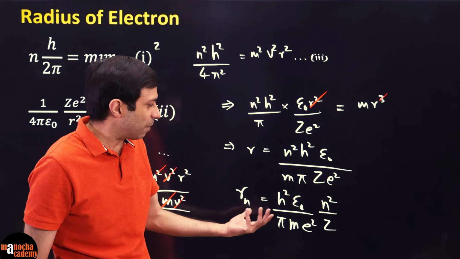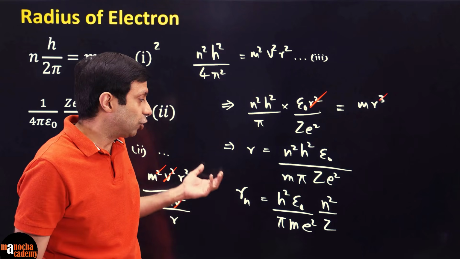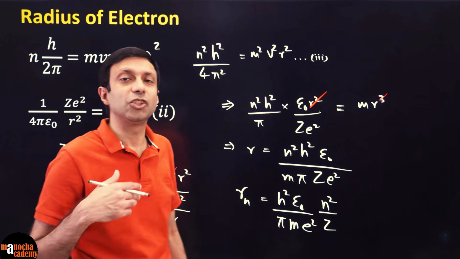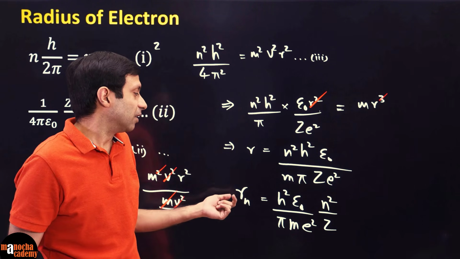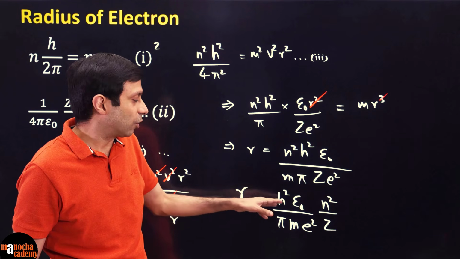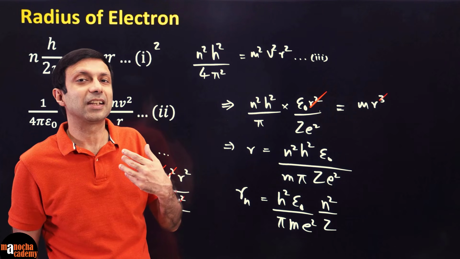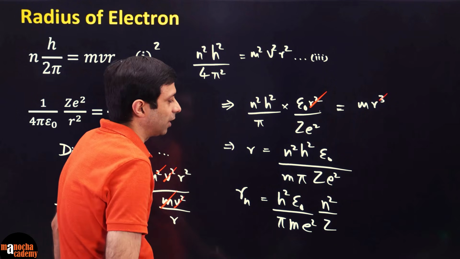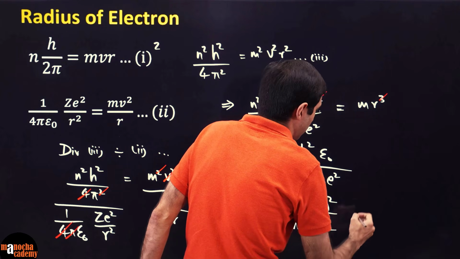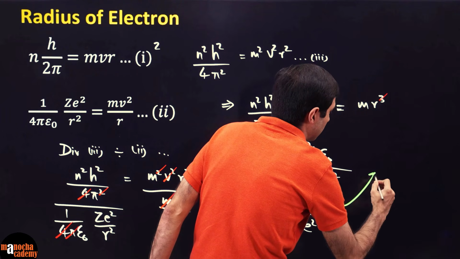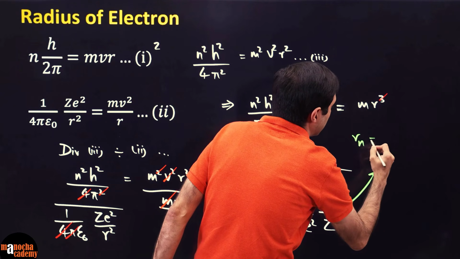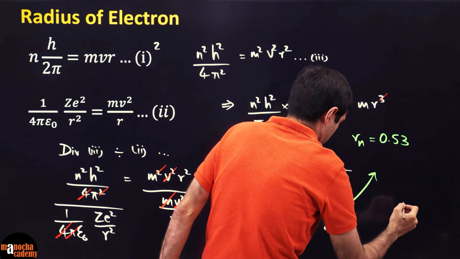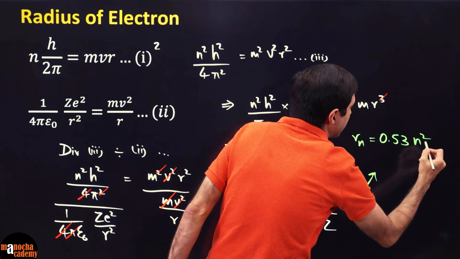Now you'll say we have to remember all these complicated expressions. Yes, at least you should know the derivation, and it's good for you to learn this expression. But then there is a shortcut here. If we substitute the values of all the constants, we can get a simplified expression, which I'm going to give you. So if you substitute all the values over here, your equation will finally become Rn is 0.53 n square by Z.